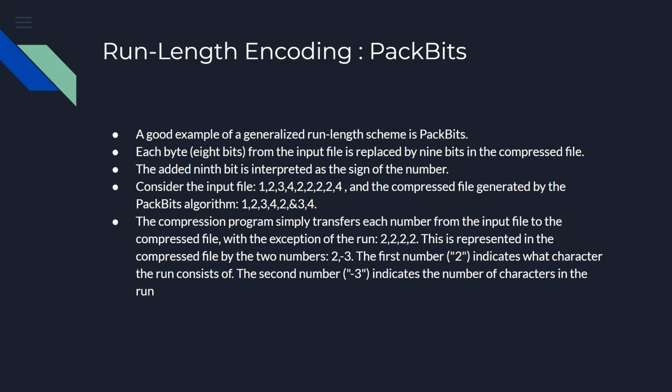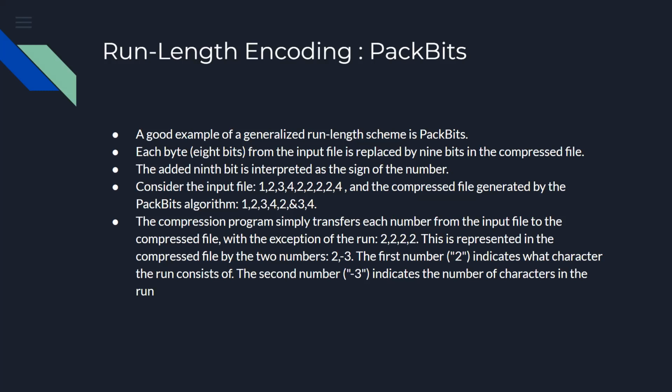Next slide. Many different run length schemes have been developed. For example, the input data can be treated as individual bytes or groups of bytes that represent something more elaborate, such as floating point numbers. Run length encoding can be used on only one of the characters, as with the zero above, several of the characters, or all of the characters. A good example of the generalized run length scheme is PackBits, created for Macintosh users. Each byte from the input file is replaced by 9 bits in the compressed file.